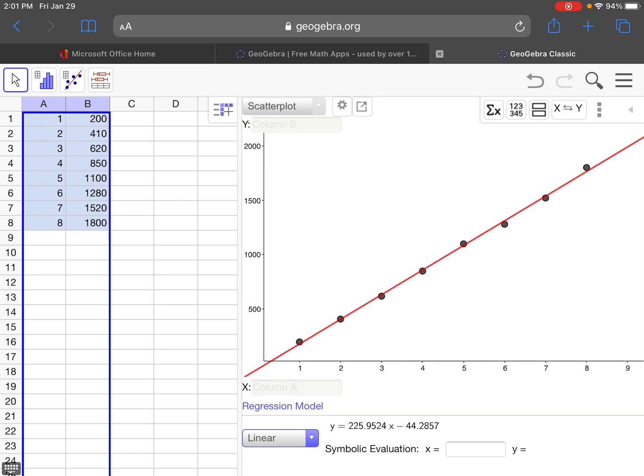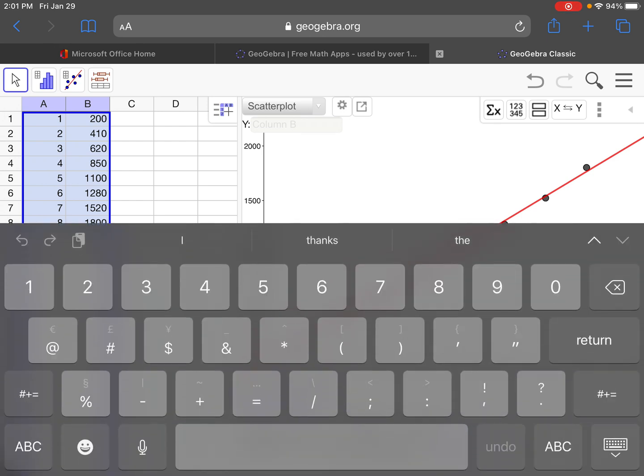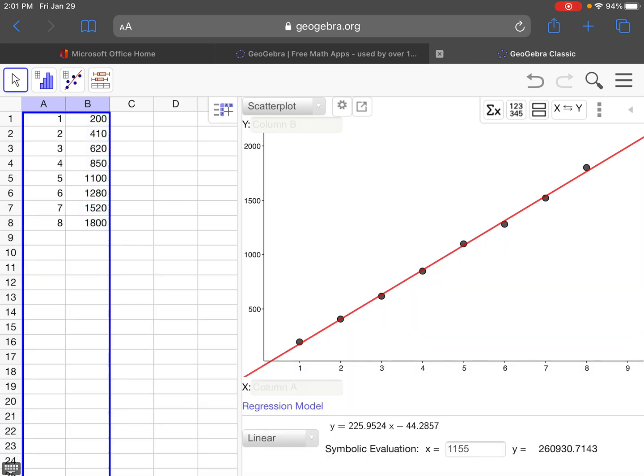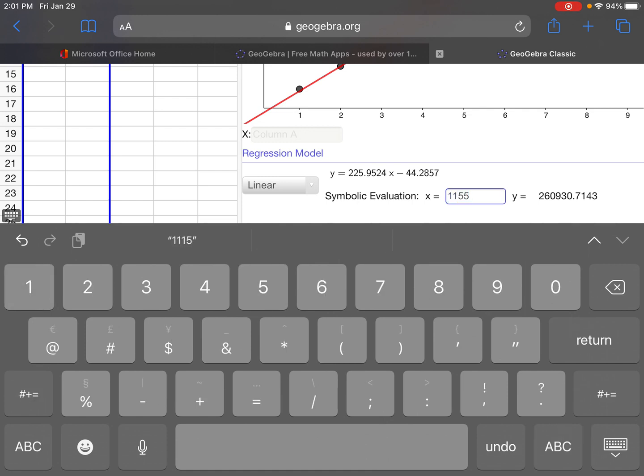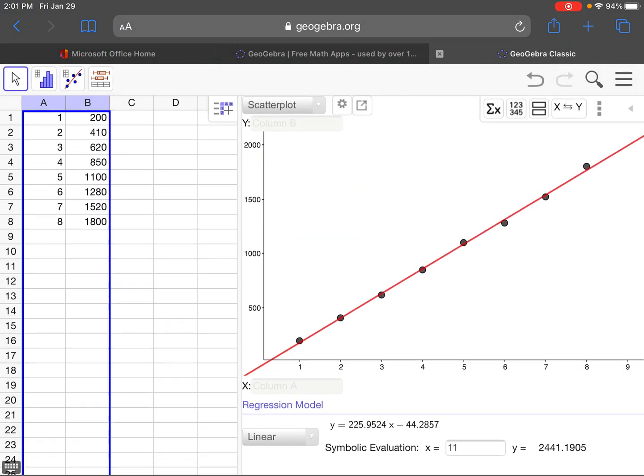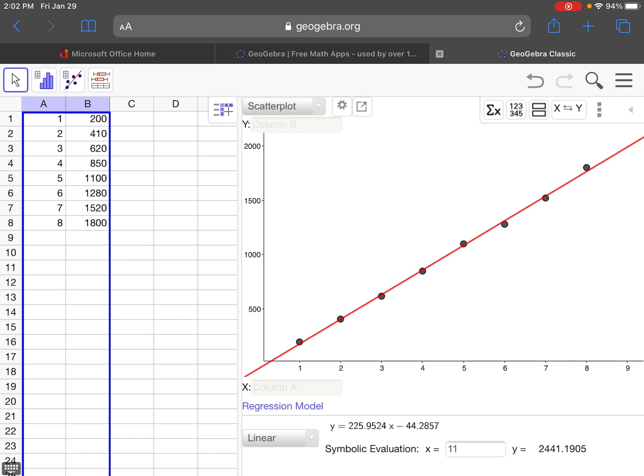And the nice thing about this is you can plug in a number right there for X. I'm going to plug in a number, let's say there's 15 people. Let's backspace on that. Let's just go 11 and see what happens. Okay. And you can see that you can plug in a number for the input X, 11, and that gives you an output of 2,441 pounds.